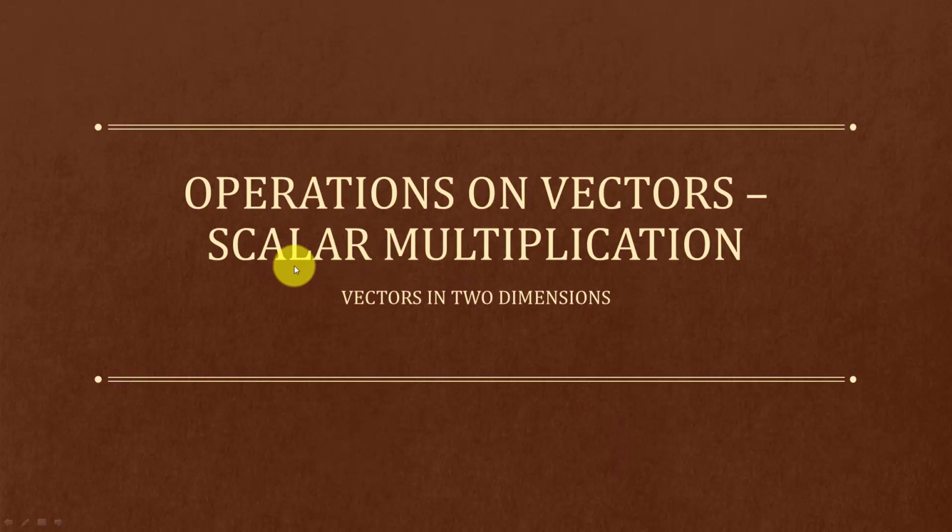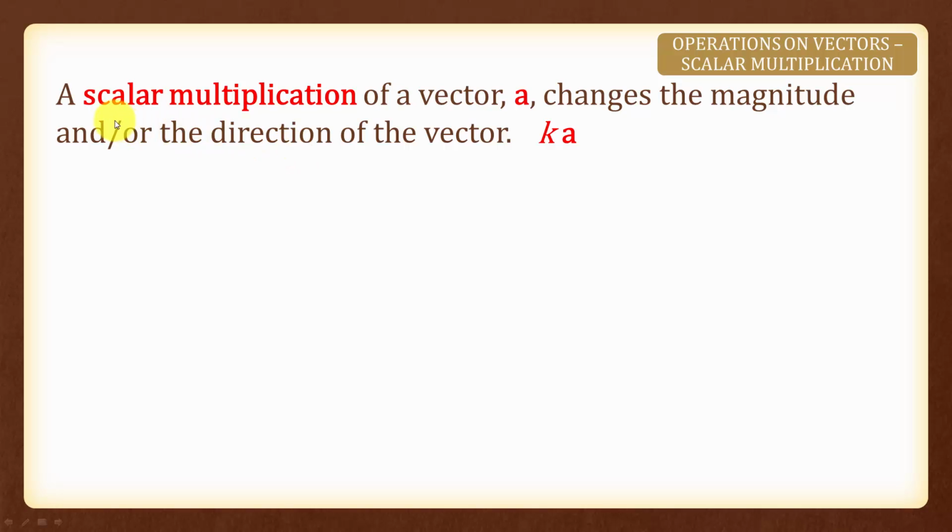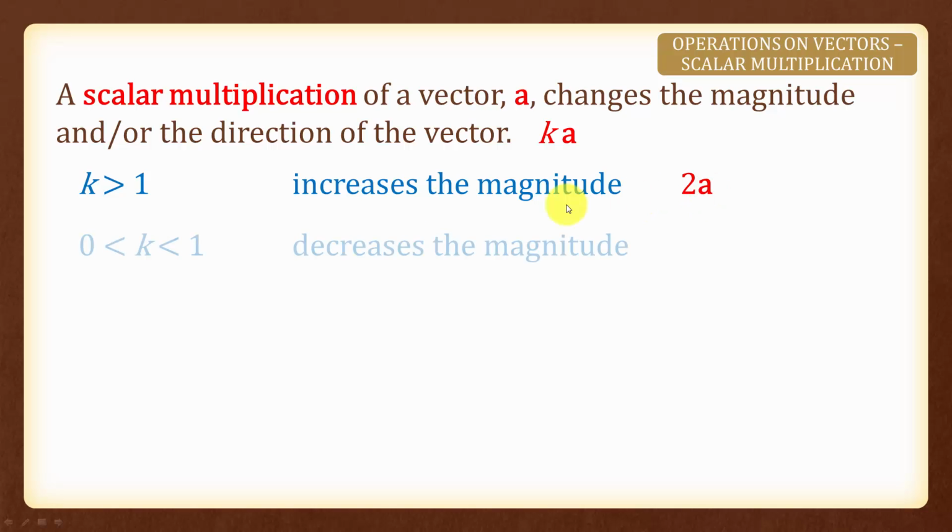In this topic, we are going to look at the scalar multiplication of a vector. A scalar multiplication of a vector A changes the magnitude and or the direction of the vector. For example, k multiplied by vector A. If k is greater than 1, the scalar multiplication will increase the magnitude of vector A. For example, 2A will double the magnitude of vector A.